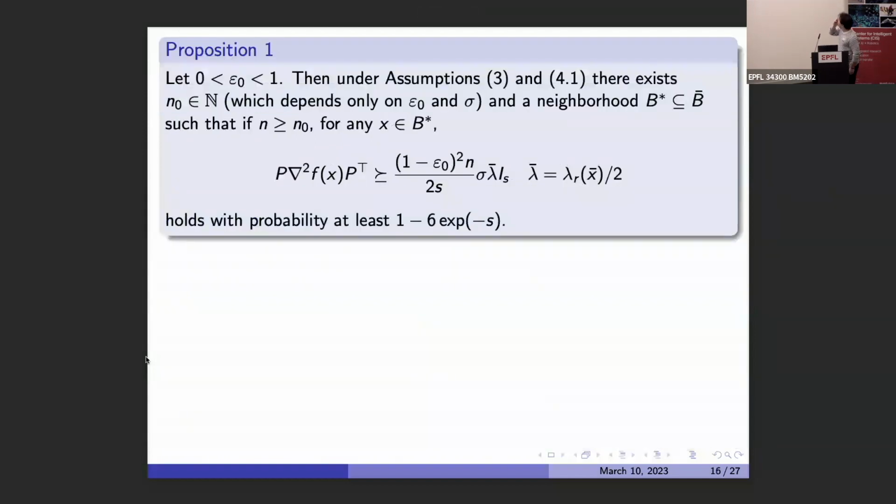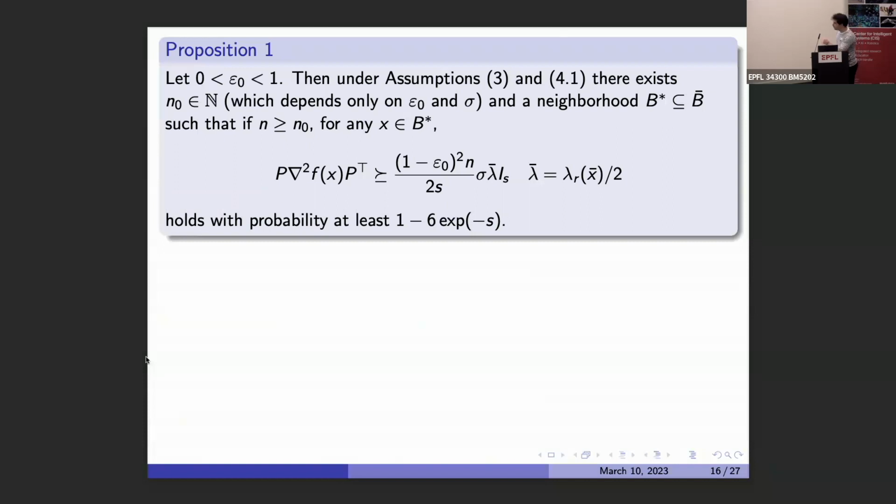And what is interesting is that even though the Hessian of f is not positive semidefinite, the sketched Hessian will be positive semidefinite. It says that there is some neighborhood B star of the point x bar, and on this neighborhood, the sketched Hessian will be positive definite. The minimum eigenvalue depends on the constant sigma, and also on the minimum positive eigenvalue of the Hessian at x bar, and this holds with high probability.